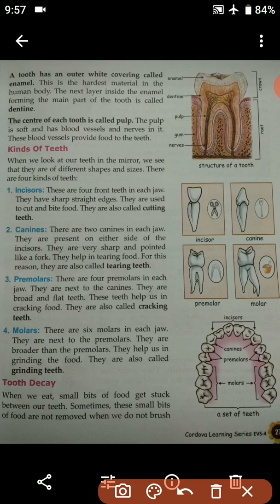But you have to understand one thing: whenever we talk about a single teeth, that is known as a tooth. Whenever we talk about one single tooth, you have to call it a tooth. And whenever we talk about more than one, they will be called teeth, okay students? So basically there are two parts of a tooth. That means our tooth consists of two parts. The first part is a crown and the second part is a root.